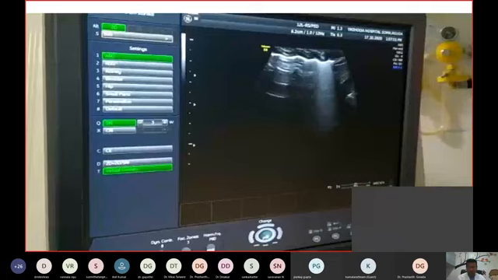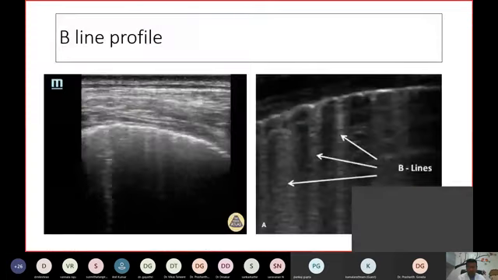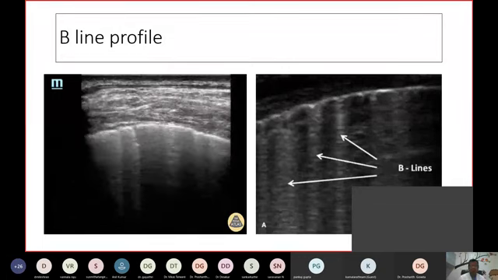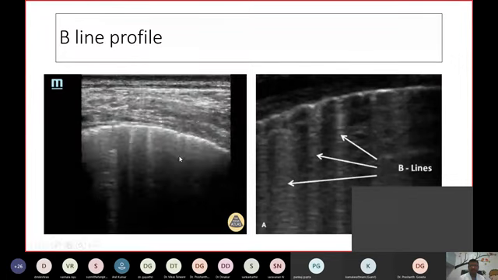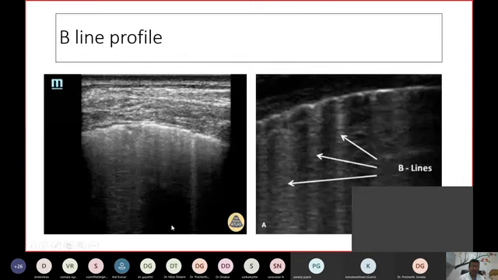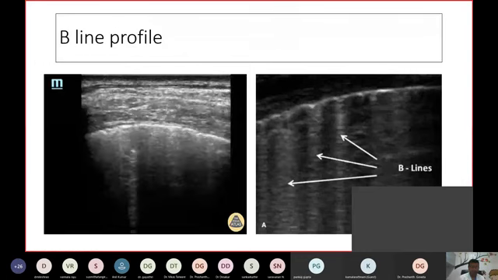So now, in moderate cases, you are going to see something called as a B line profile, where you will see too many B lines, but you can distinguish them. They'll be seen differently. They won't be compact. So in moderate cases, you will see a B profile. You can see a lot of B lines. So basically, you will see thin pleural line, and you will see a lot of B lines. You won't be able to see any A lines.